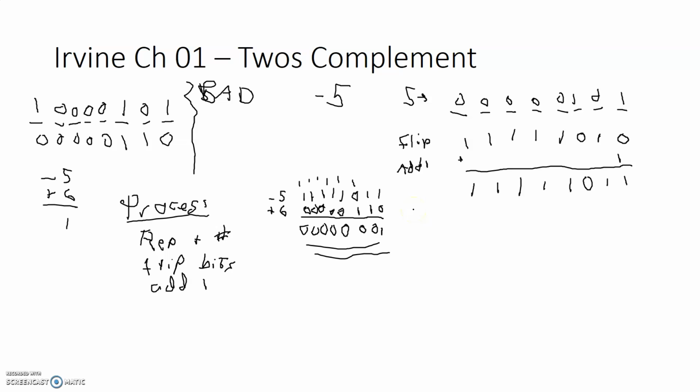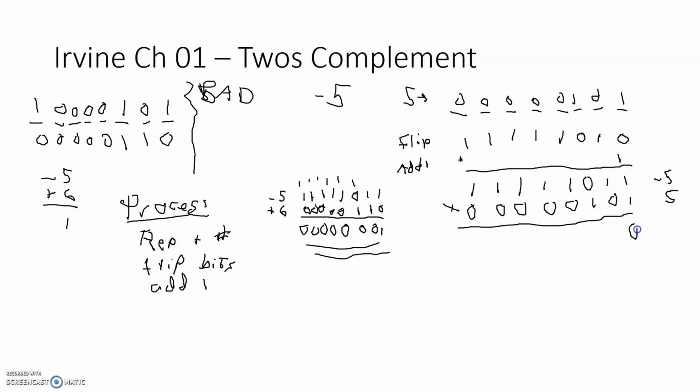The other thing about the 2's complement is that if we add 5 and negative 5, we should get 0. So if this is our minus 5, remember, this is minus 5, and we add to it 5, we should get 0. Our 5 was the number up here that we began with: 0, 0, 0, 0, 0, 1, 0, 1. This is a positive 5.